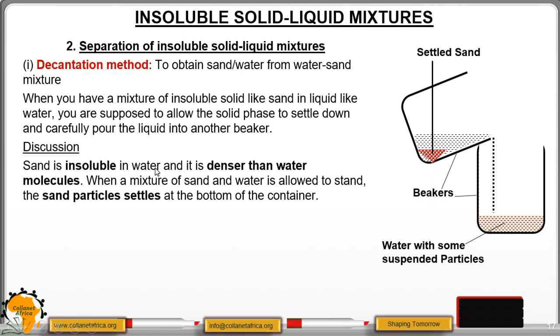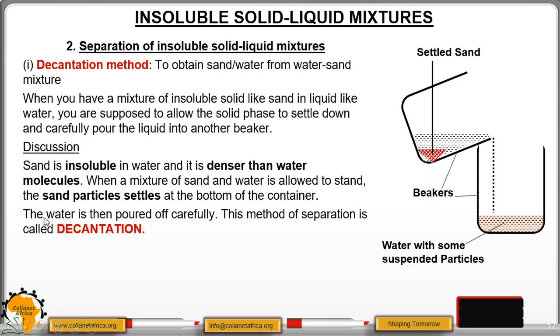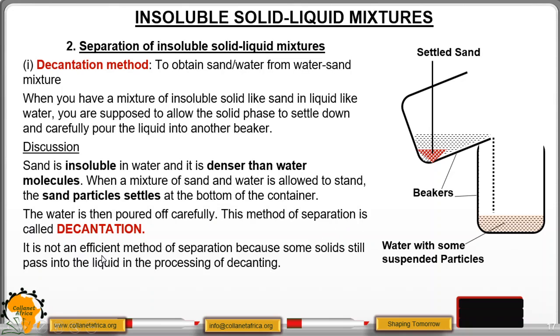So, discussion. Sand is insoluble in water and it is denser than water molecules. When a mixture of sand and water is allowed to stand, the sand particles settle down at the bottom of the container. Why? They are insoluble and also they are denser than water. When they settle down, the water is then poured out carefully. This method of separation is called decantation.